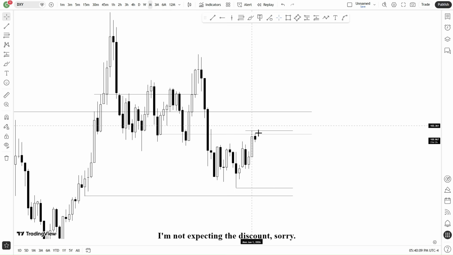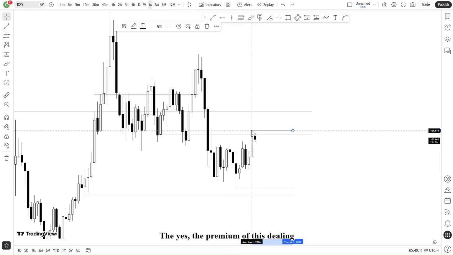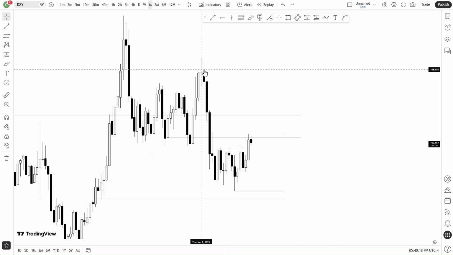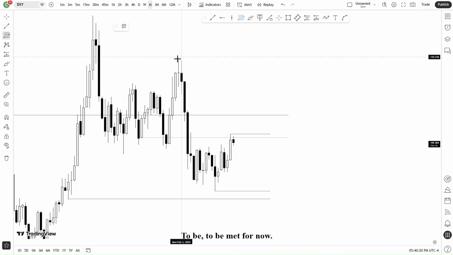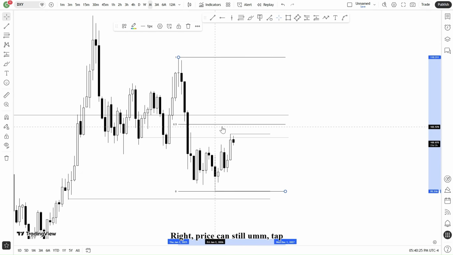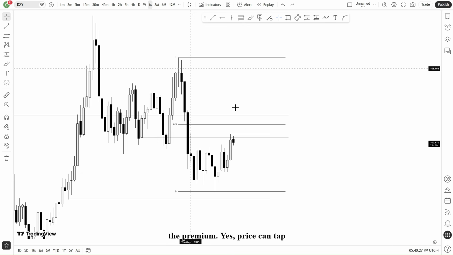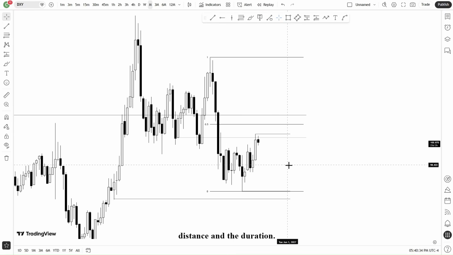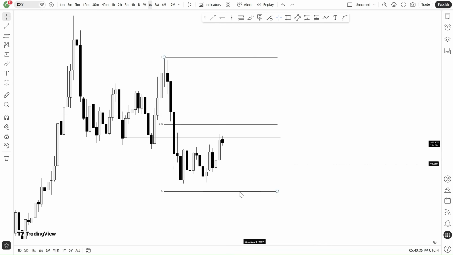So now, I'm not expecting the premium of this dealing range to be met for now, right? Price can still tap the premium. Yes, price can tap the premium, the way I'm saying it, but I'm just calculating the distance and the duration for this particular quarter, right?